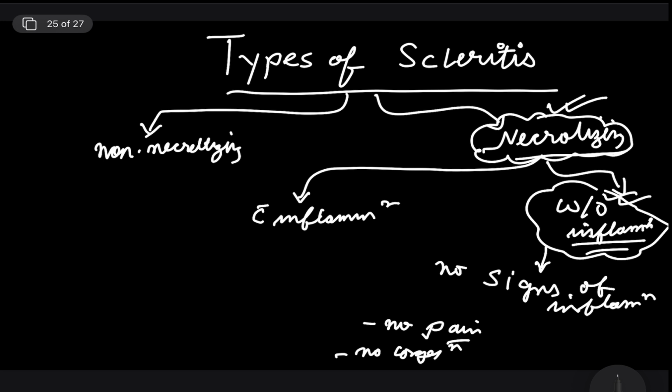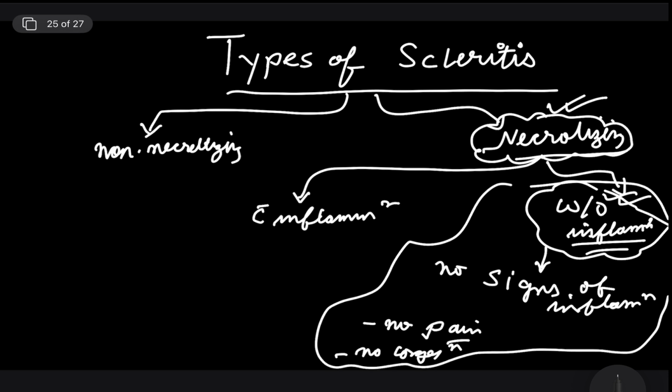This entire thing that I've described over here, if you're getting confused, I'll explain it once more. See, we are talking about the types of scleritis. It can be non-necrotizing, it can be necrotizing. Necrotizing scleritis can be associated with inflammation, can be not associated with any inflammation. When we are talking about the necrotizing scleritis without inflammation, we are talking about a very specific kind of scleritis, which is not associated with any pain. There is no congestion. There are no signs of inflammation. There is only necrosis going on.